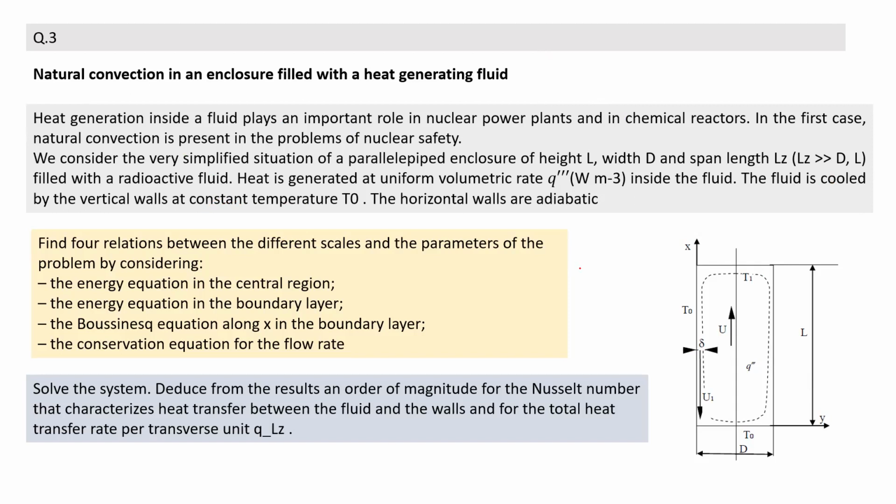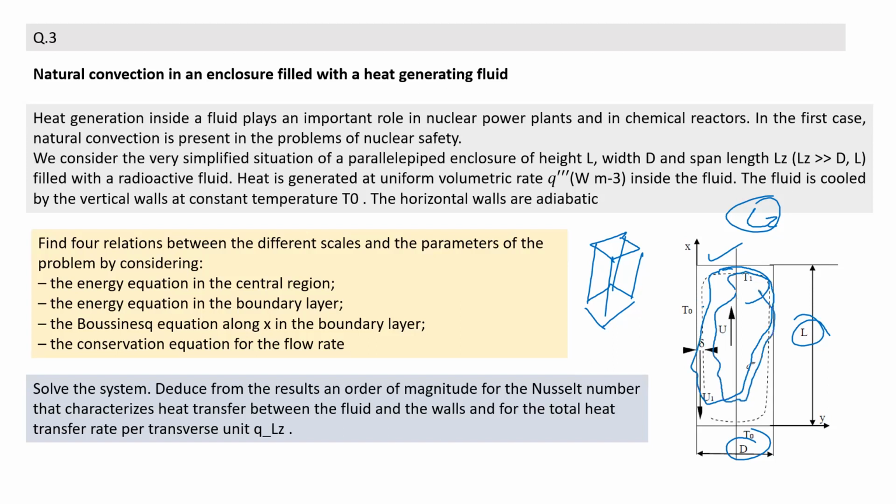So there is a parallelepiped. There's a parallelepiped here you can see of width D and height L. So a parallelepiped is something like, it's always parallel. Okay. So width D, height L, and span length LZ. Span length LZ is very much greater than D and L. Span length is the length through which it's spreading. So the heat transferred or something. So how much, if L is the height, still it can traverse inside. So that is the span length, LZ.